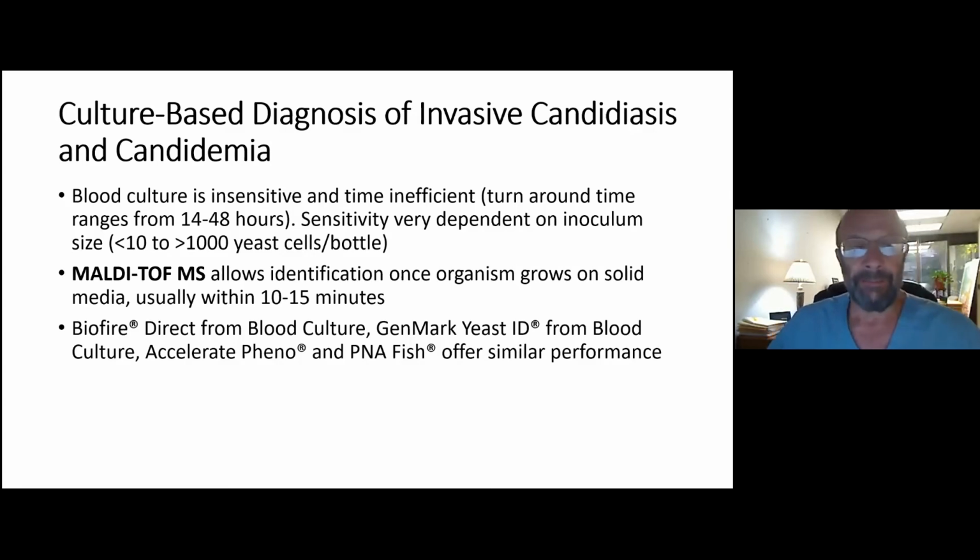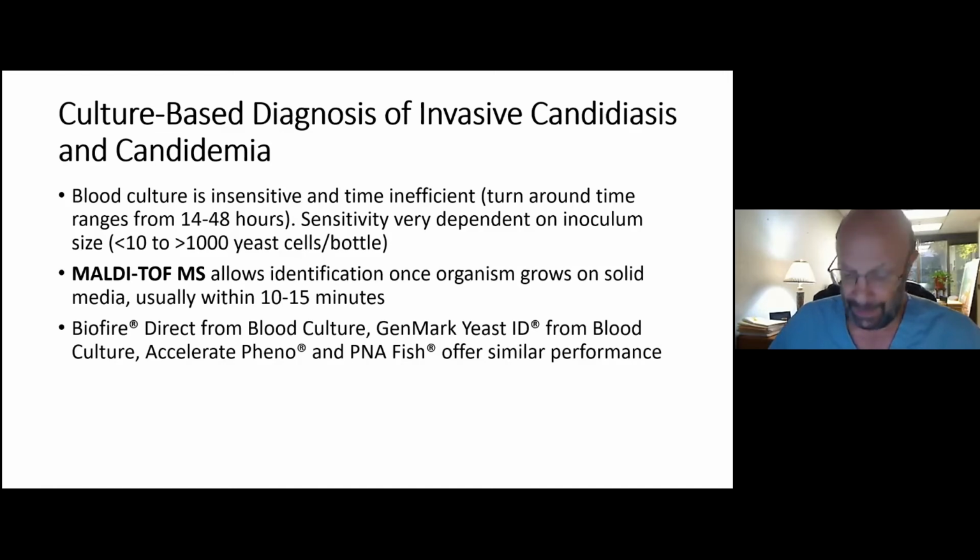But I think that when one does grow it, if one has the current technology using MALDI-TOF, for instance, you can take these organisms that are growing on solid media and within 10 to 15 minutes have an identity using essentially mass spectrometry through the MALDI-TOF mechanism. It's a mechanized version of doing this. But alternatives to this include the BioFire, which is direct from blood culture. Again, the GenMark, Accelerate, and PNA FISH. But again, all of these require the organism to be growing on solid media. So these are time inefficient as these things go.